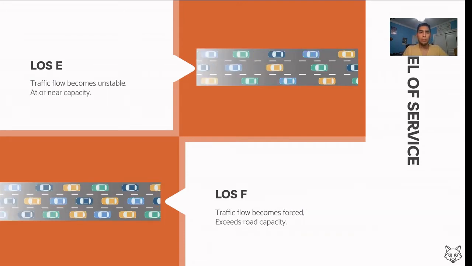Level of service E means that the traffic flow becomes unstable and you are at the capacity of the highway, and the highway cannot go above that or it's going to get really bad. The really bad level is depicted by level of service F, and that is pretty much that traffic flow is becoming forced because it is exceeding capacity.